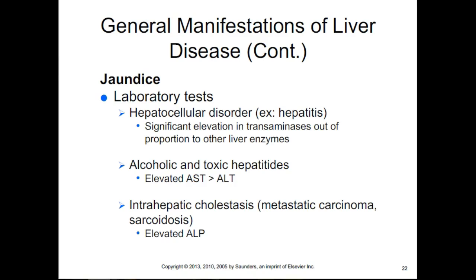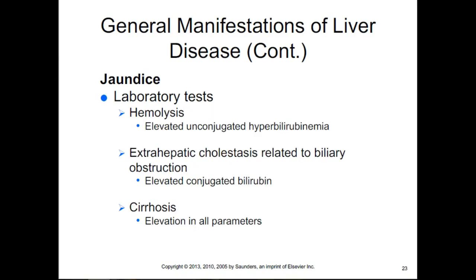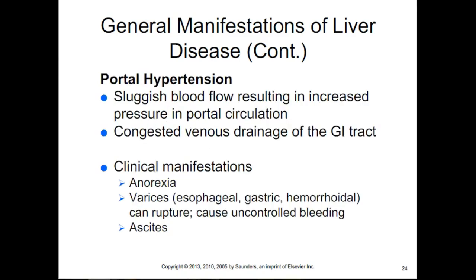So all of these are different enzymes that your liver makes, right? So these are called the liver enzymes. So hemolysis is going to have elevated unconjugated hyperbilirubinemia, and any extrahepatic cholestasis is related to biliary obstruction, and you'll see elevated conjugated bilirubin, and then cirrhosis is elevated in basically all the parameters.